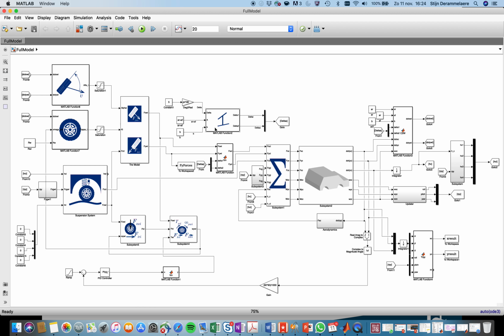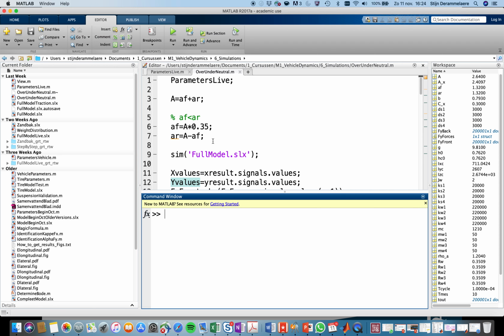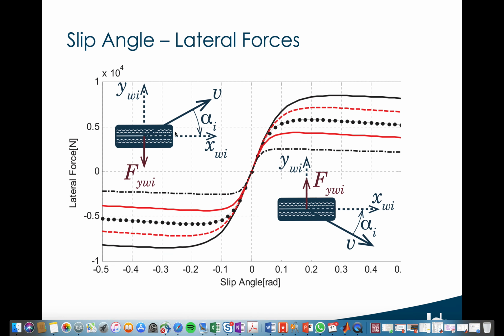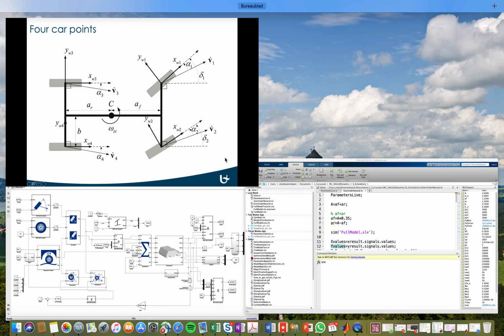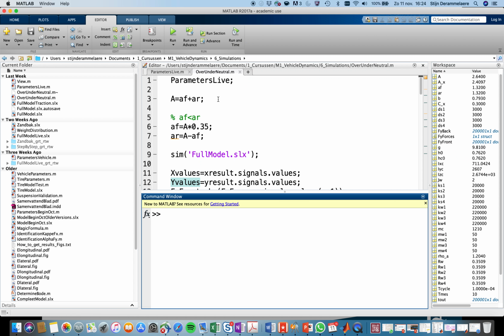And then we want to consider a few things. We want to consider what happens if we change the center of gravity from the central point forward or backwards. So if AR and AF are equal to each other, the center of gravity is perfectly in the middle of the car. But we do an experiment.